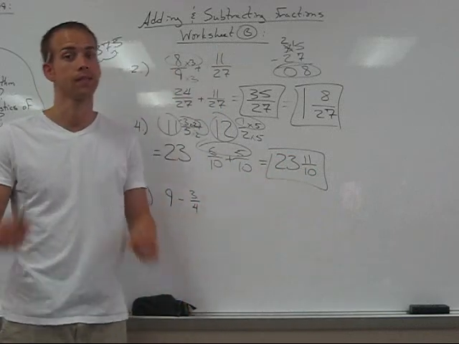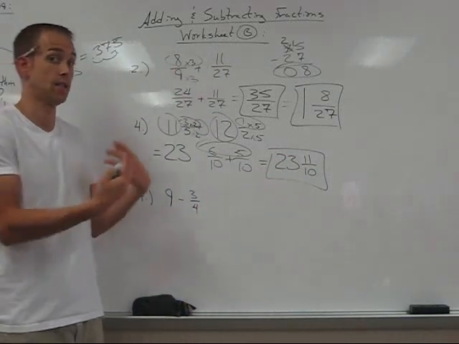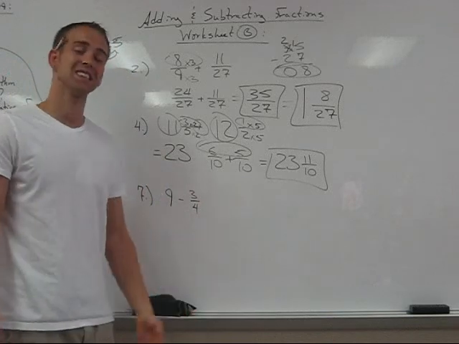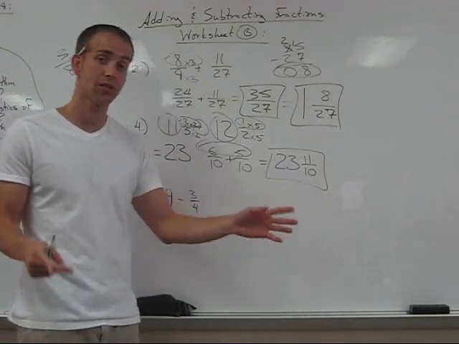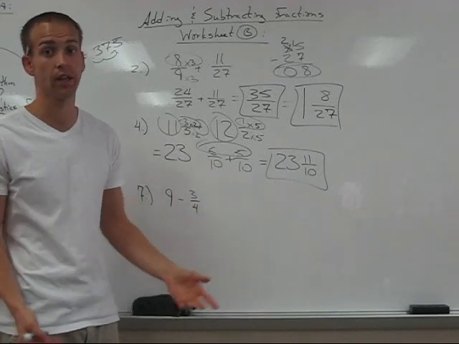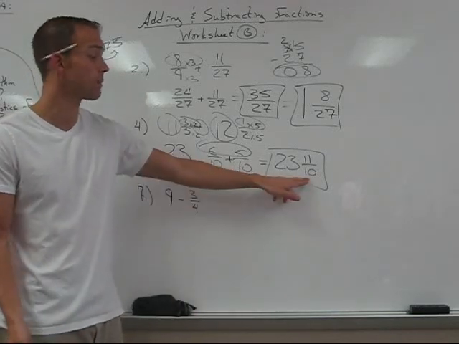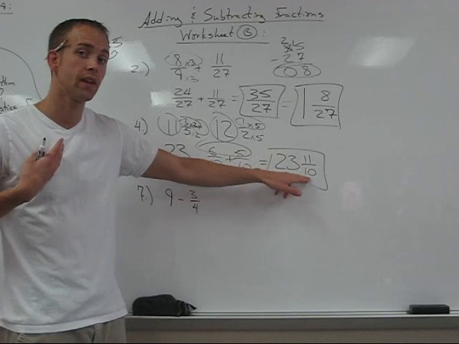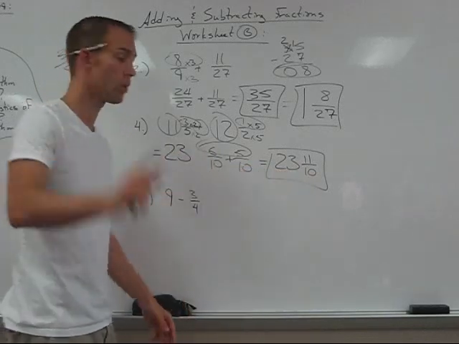And man, here I go again. Is this correct? It's correct. Is it in simplest form? Not quite. Now, 10 and 11 don't share any factors besides 1, because 11 is prime. 11 doesn't go into 10 evenly. But what I know is this: it's improper. I would ask, how many times does 10 go into 11? It goes in one whole time.